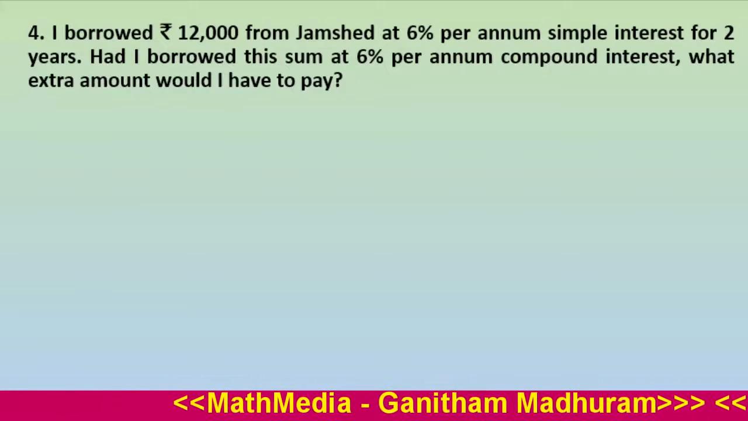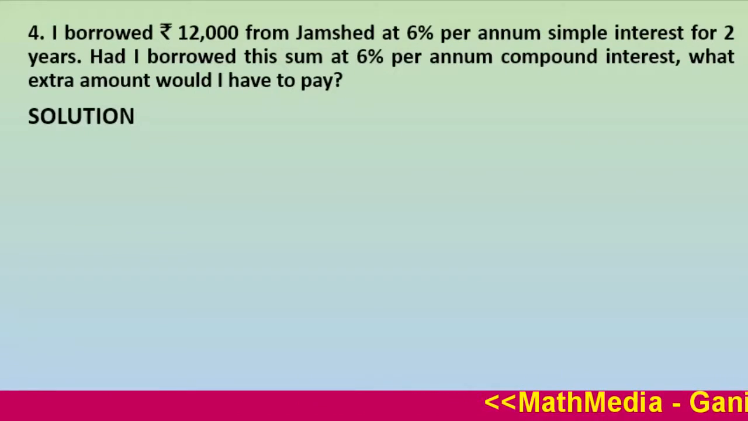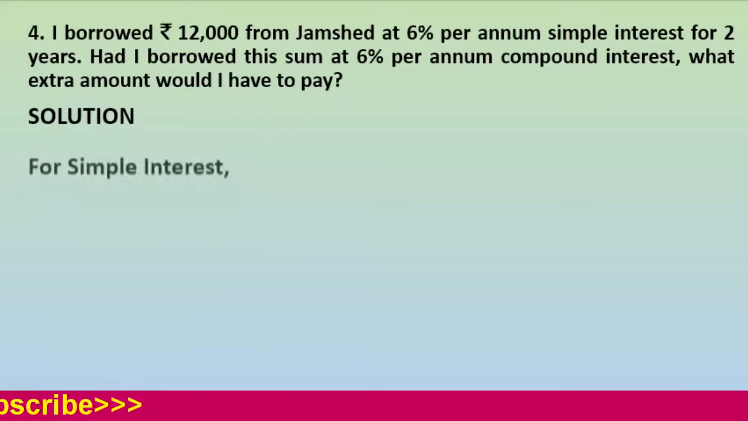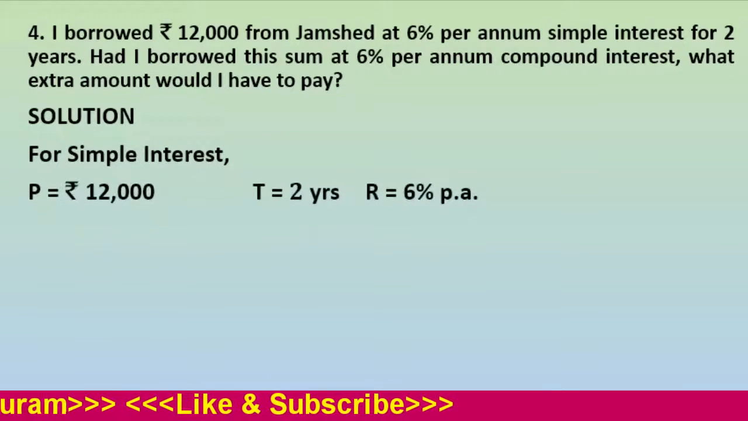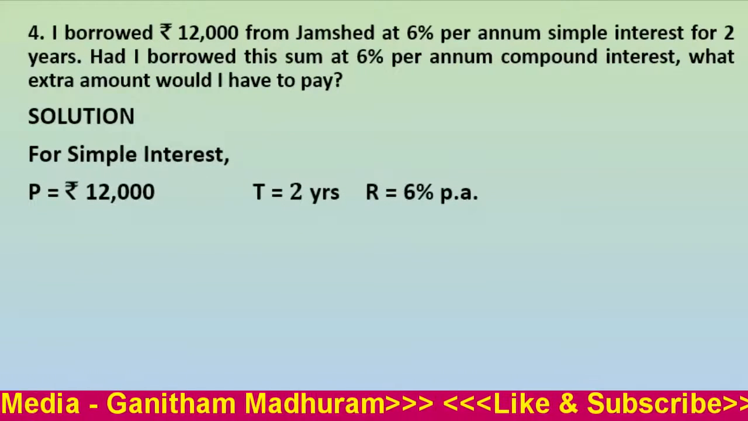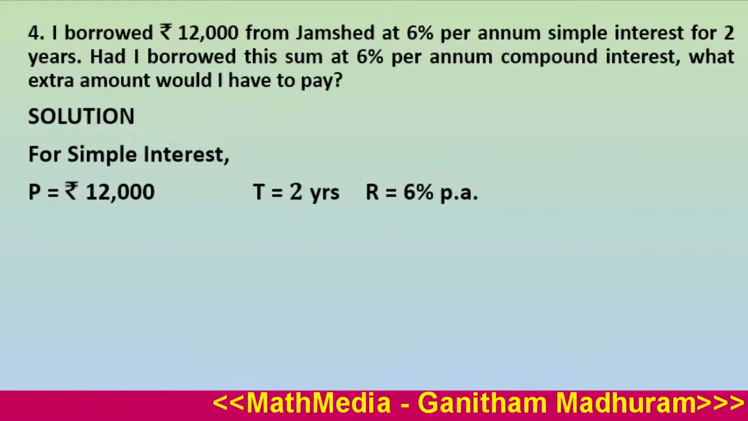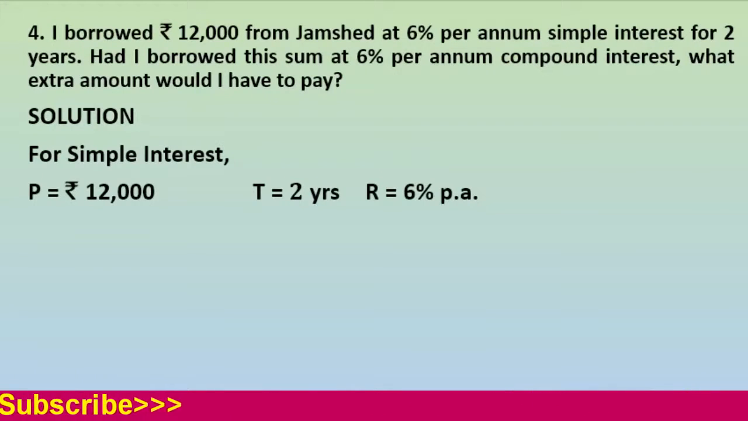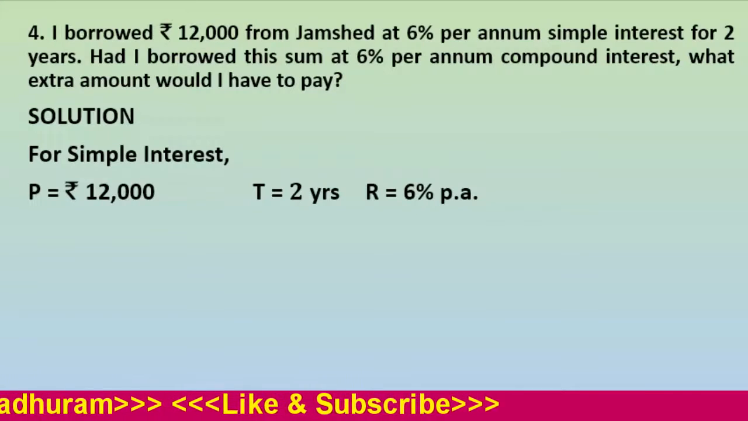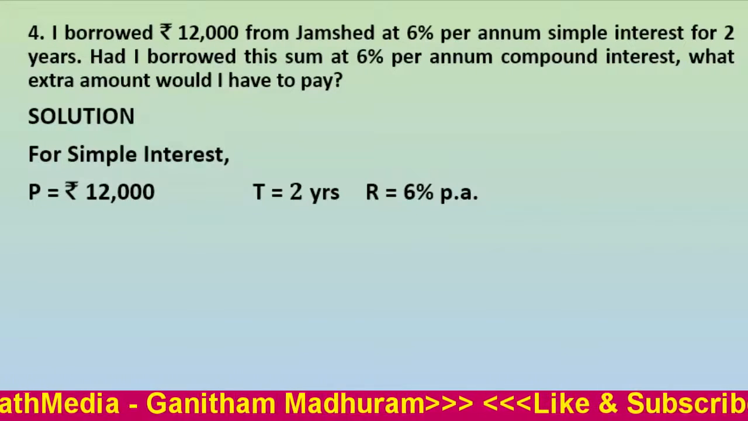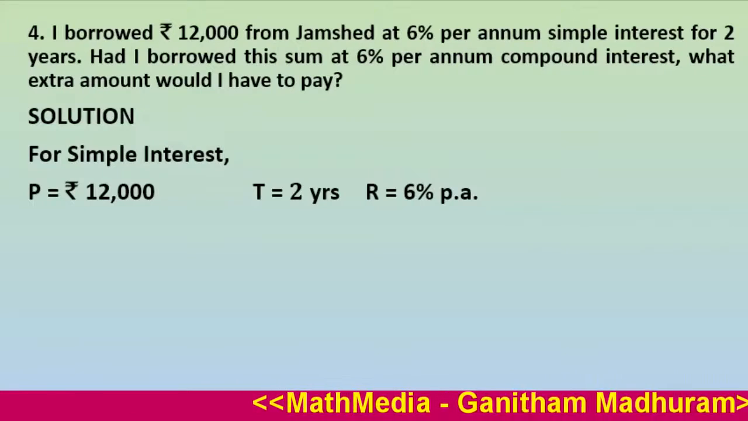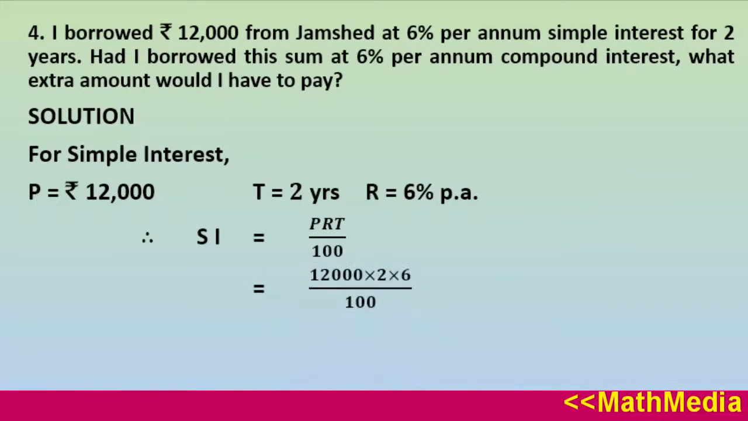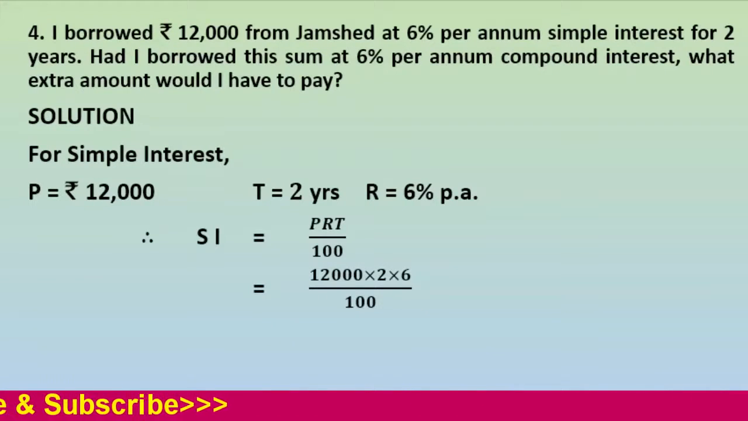As usual, what is given in the question, you can write it first. So for simple interest, P equal to 12,000, T equal to 2 years and R, the rate of interest, equal to 6% per annum. Please tell me the formula of simple interest. Yes, simple interest equal to PRT upon 100.